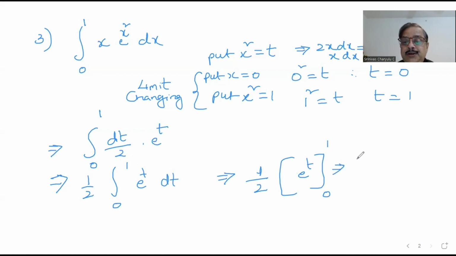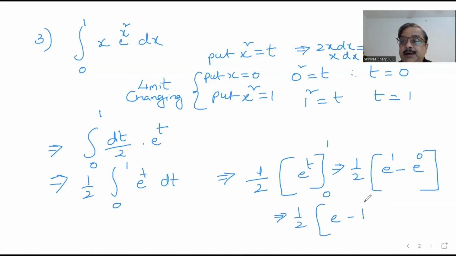0 to 1. Substitute now. First upper limit, then minus sign, lower limit. Upper limit in the place of t is 1, lower limit is 0. So half outside again. e to the power of 1 is e. e to the power of 0 is not 0, it is 1. Please remember. So this is the sum over. Let us go to the next sum.